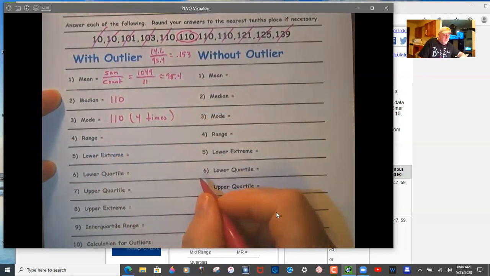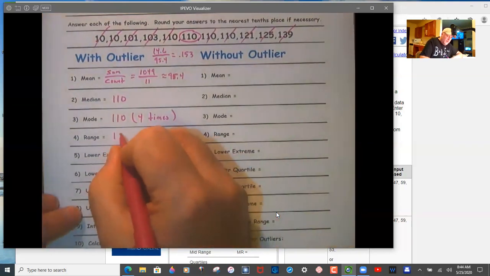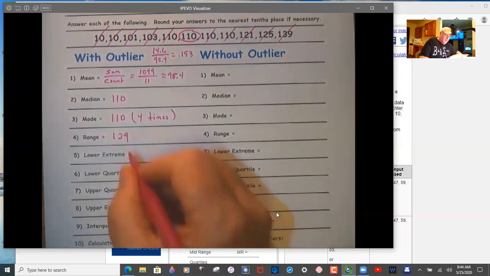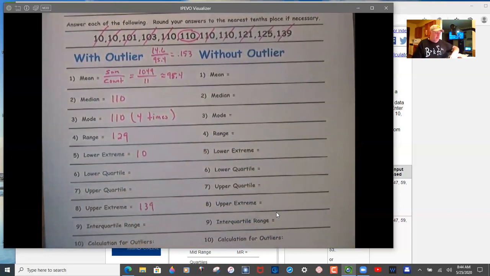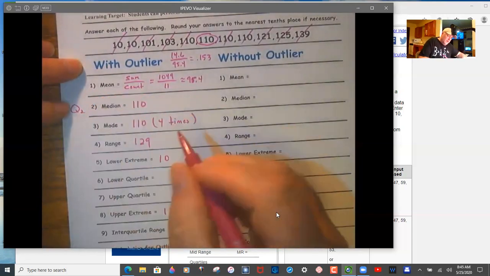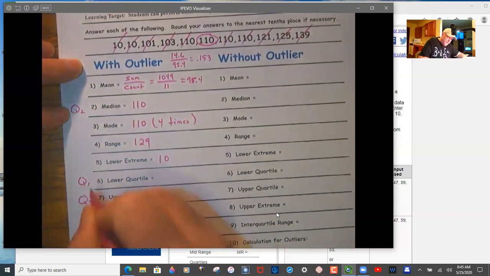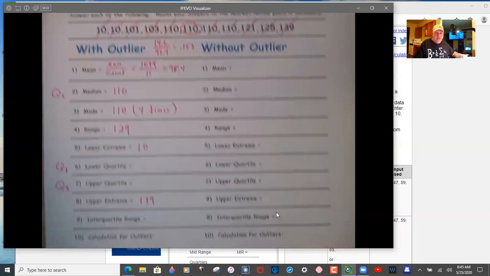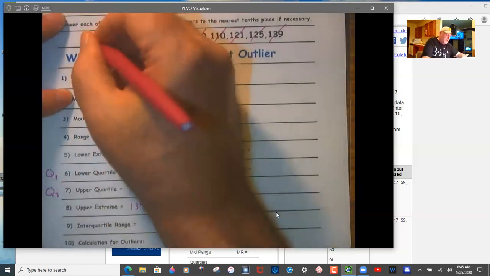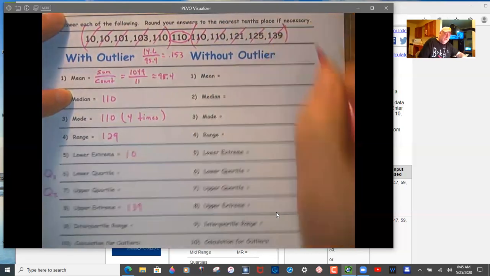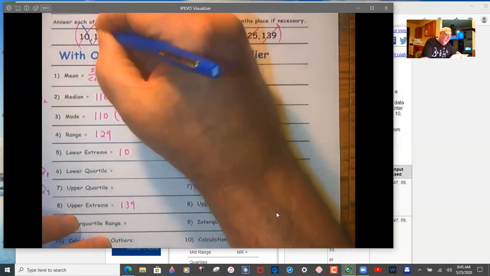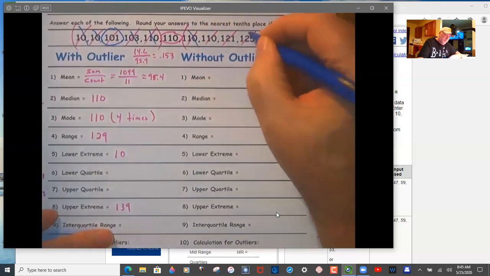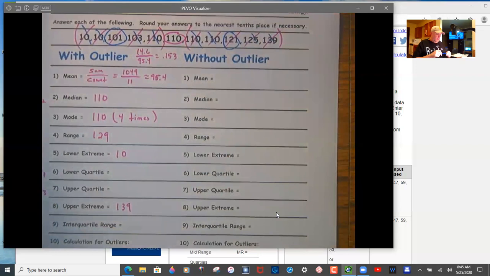The range is the largest minus the smallest, so 129, that's a very big range for this set of data. Lower extreme is the lowest value, upper extreme is the upper value. Now your quartiles, so Q2 is the median, and then Q1 and Q3 are also known as the lower and the upper quartile. How do you get those? You exclude the median position, and then you look at the set of numbers to the left and to the right, and then you do the same thing. You strike out and get to the middle. So strike out 101, strike out 121. So 101 and 121 are the two.